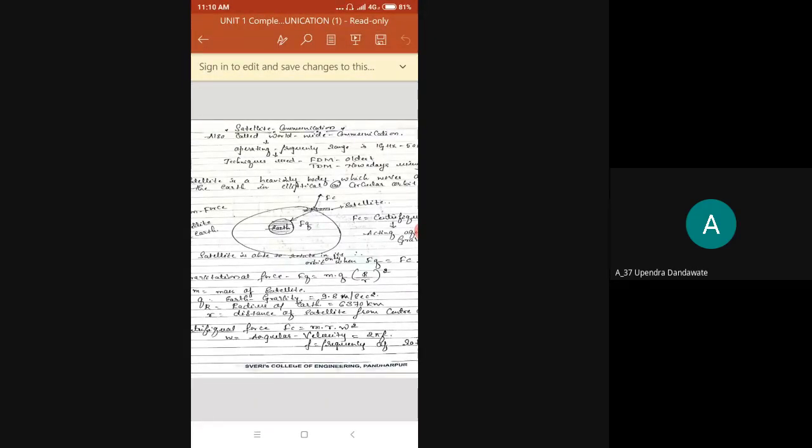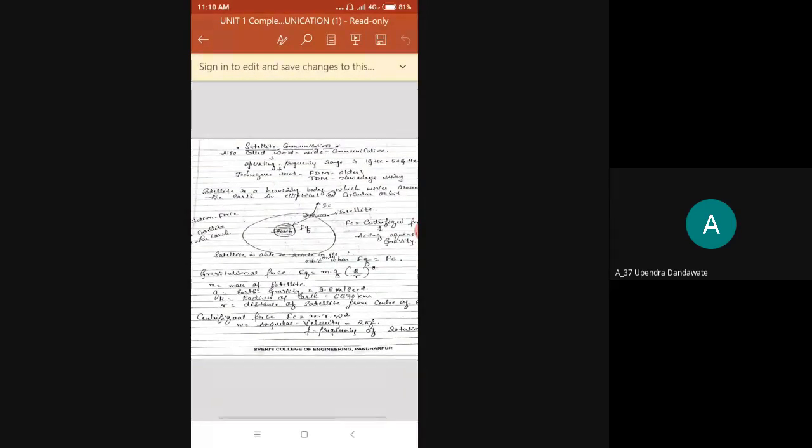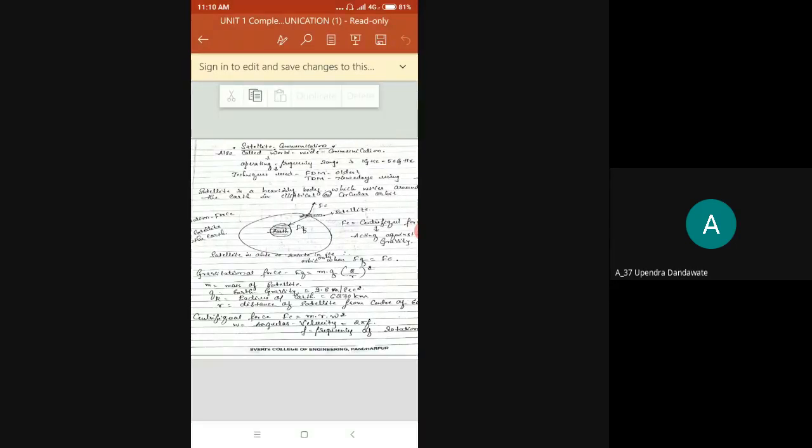Capital R is the radius of the earth. The value is 6370 kilometers. That is also a constant value. And the small r is nothing but the distance of the satellite from the center of earth. Whatever the distance from the earth to the satellite, that can be calculated by small r, and the capital R is the constant value, that is radius of earth. That is gravitational force. And one more force is there, that is centrifugal force.